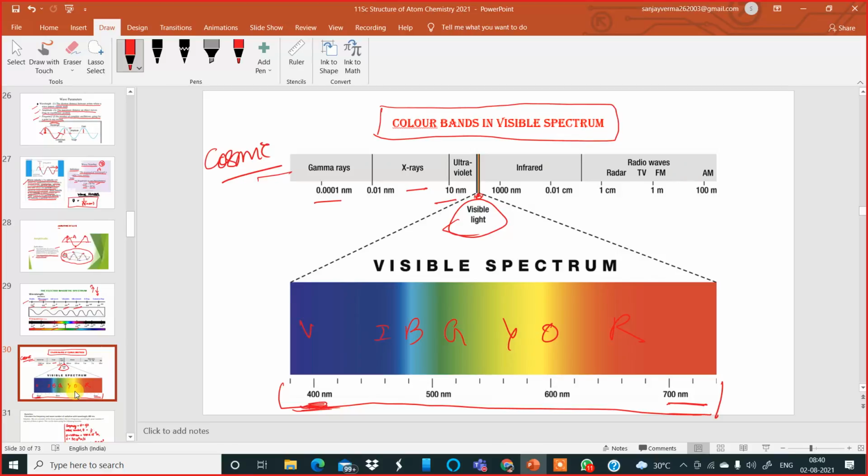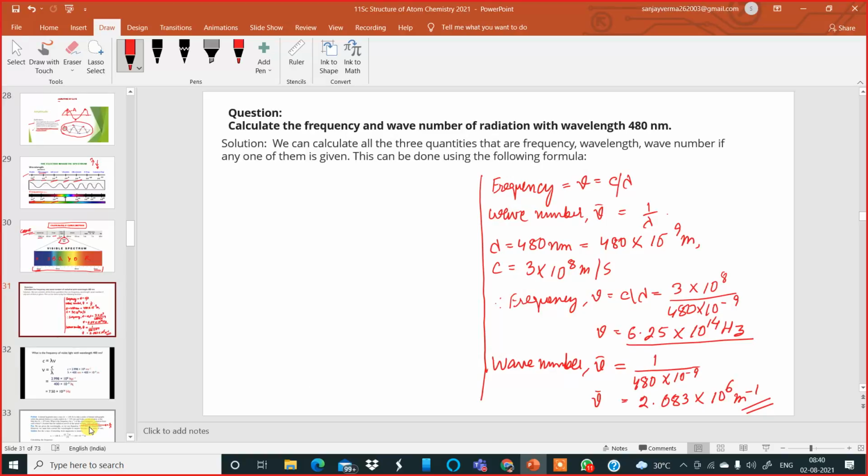Now let us move further and do some numericals based on the formula. Frequency is equal to c by lambda. The question says: calculate the frequency and wave number. Wave number, the formula is 1 by lambda. Calculate the frequency and wave number of a radiation whose wavelength is 480 nanometer.